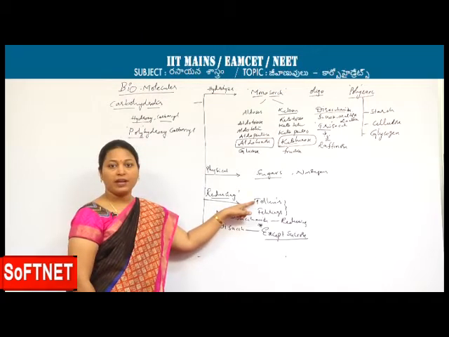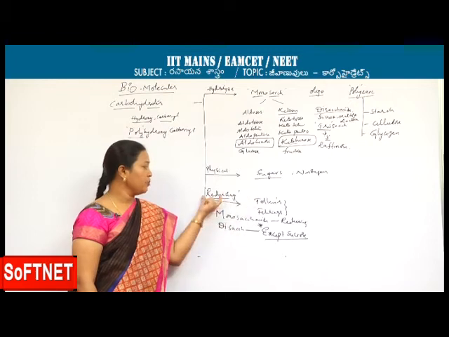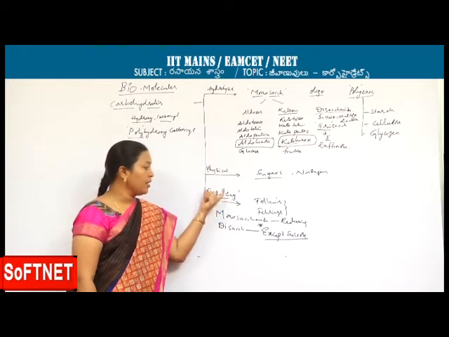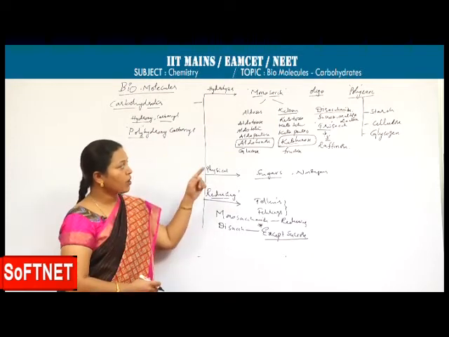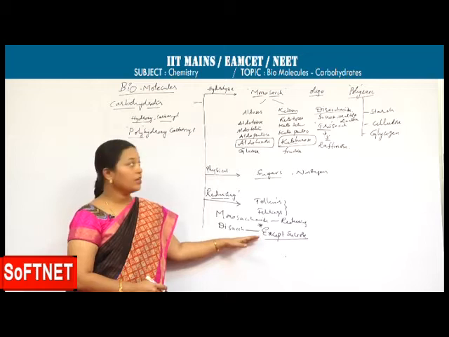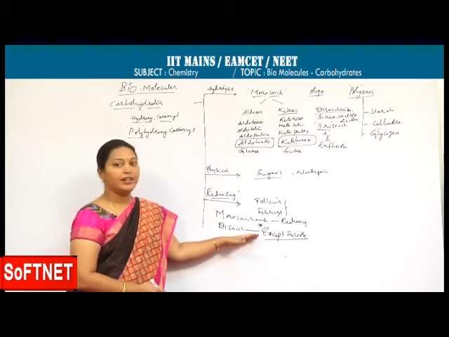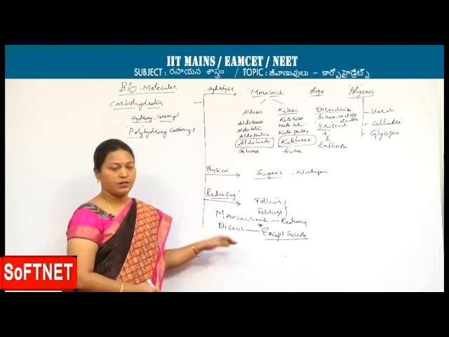Carbohydrates which have the capacity to reduce Tollens and Fehling's reagents are said to be reducing sugars. In our syllabus, we are specifying the disaccharides sucrose, maltose, lactose. Sucrose is the one which is the non-reducing sugar. Maltose and lactose are the reducing sugars. All the polysaccharides are non-reducing sugars.